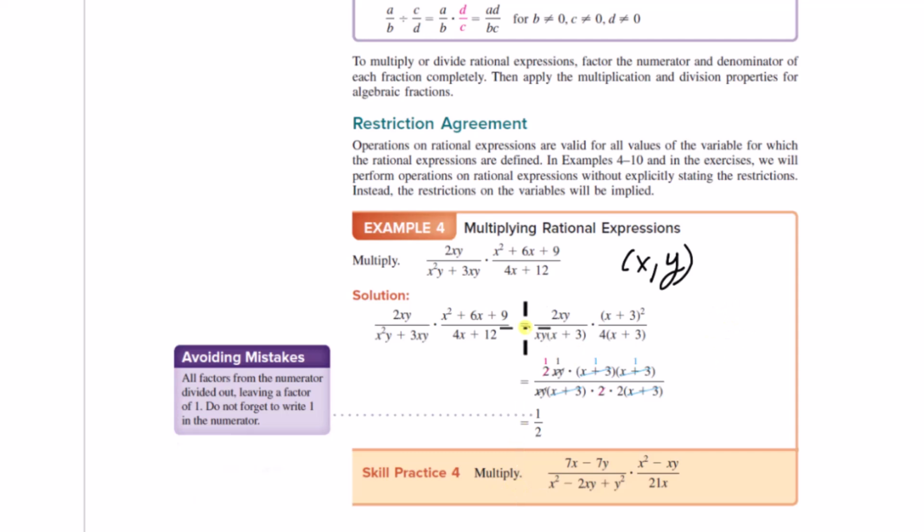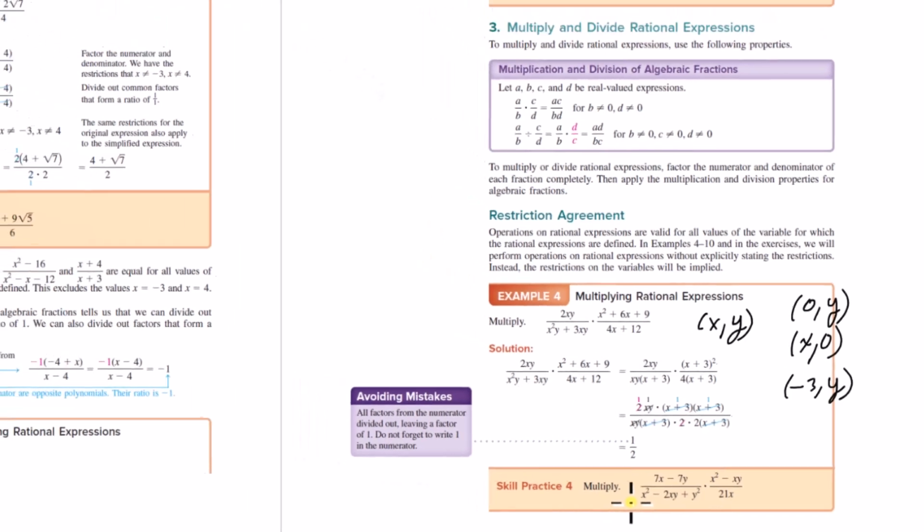However, you still have to program into the machine that if someone inputs a point where x is 0 and there's any y, or y is 0 and there's any x, or where x is -3 and there's any y, if they input any of these pairs, then it says error. It says no, not a valid input. But any other input that they put in, it's just going to return 1/2. That's really weird to think about, but that's the idea.